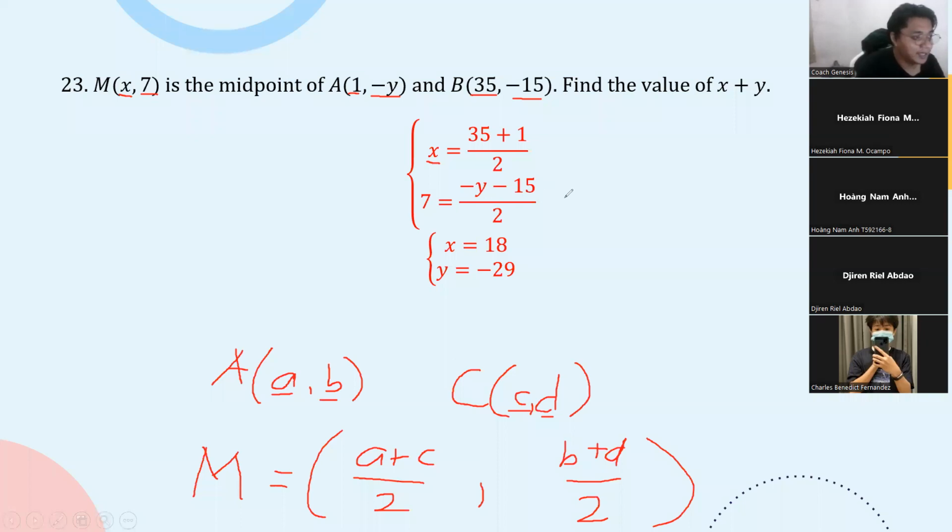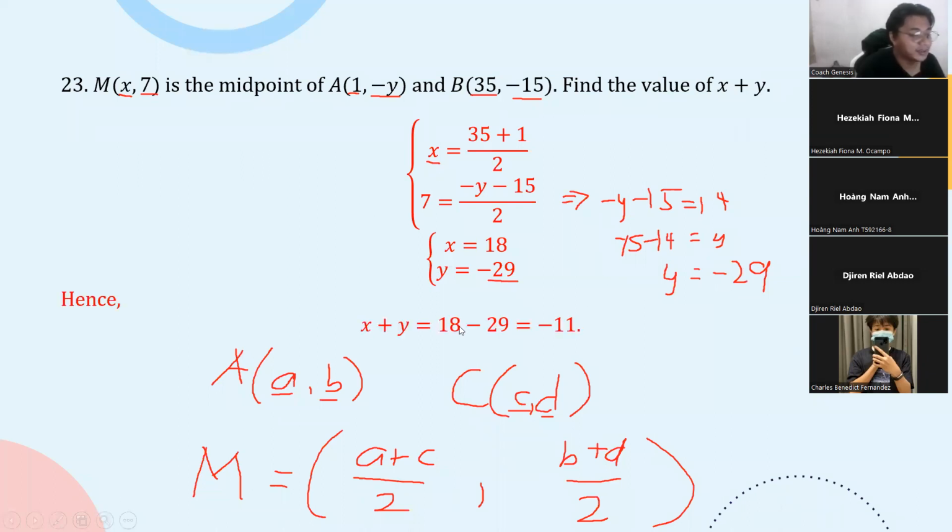Now for y, we have -y minus 15 is equal to 14. So that means that y is equal to -15 minus 14, which is equal to negative 29. So the sum x plus y is equal to 18 minus 29, which is equal to negative 11. Okay. So that is number 23.